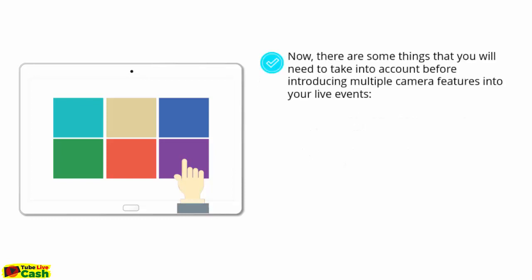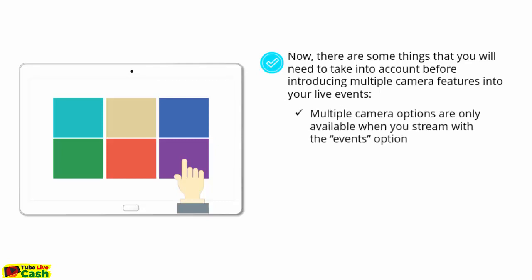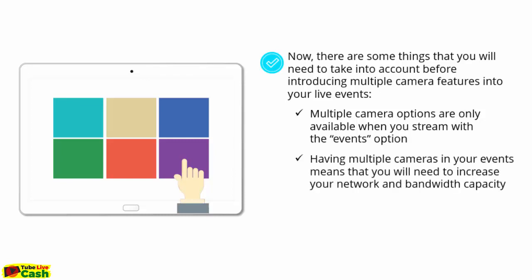Now, there are some things that you'll need to take into account before introducing multiple camera features into your live events. Multiple camera options are only available when you stream with the Events option, and you will need to stream using custom encoding settings to have multiple camera options available. Having multiple cameras in your events means that you will need to increase your network and bandwidth capacity in relation to the number of cameras that you plan to use. Each camera will need to use a different encoder because each camera will need to use different data streams.